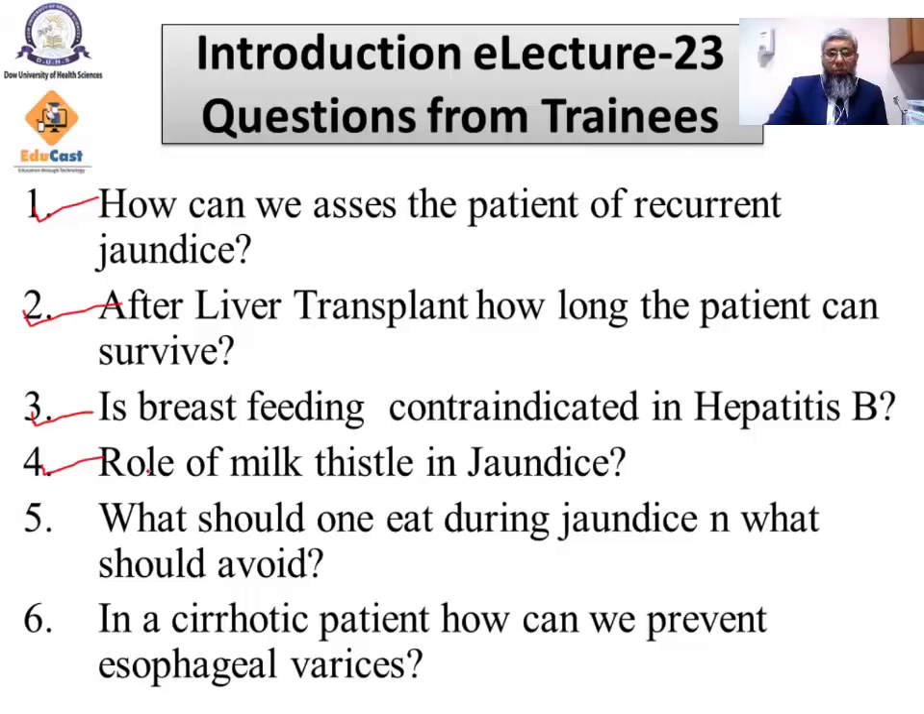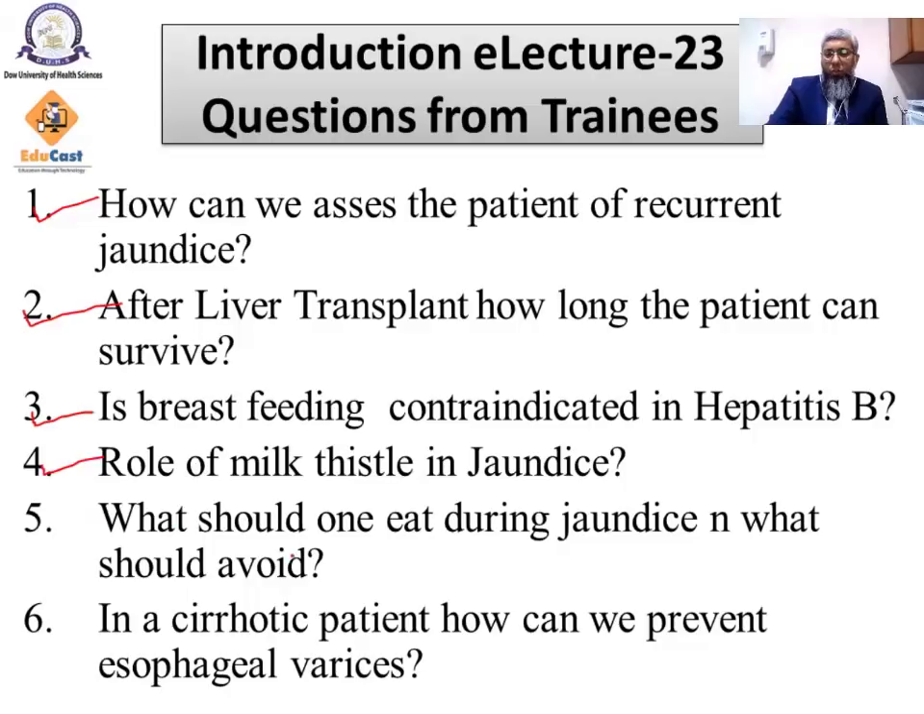Now question number 4 is the role of milk thistle in jaundice. Practically speaking, there is no role of milk thistle in jaundice, and the trials that were done were inconclusive. Yes, I understand and I know that people are giving milk thistle in jaundice, in hepatitis B, hepatitis C, and whatnot, but there is no clinical role, there is no scientific role of milk thistle.